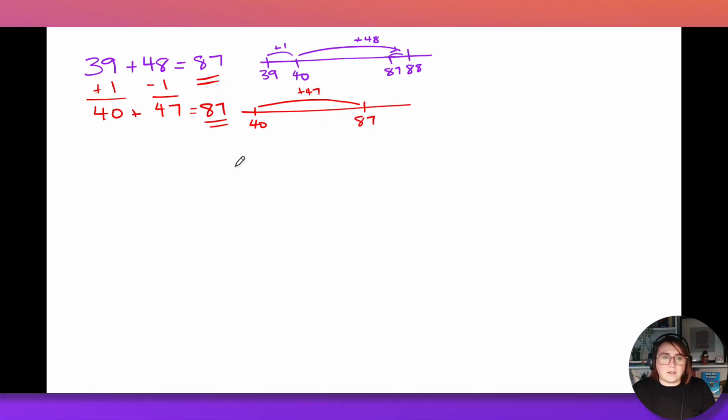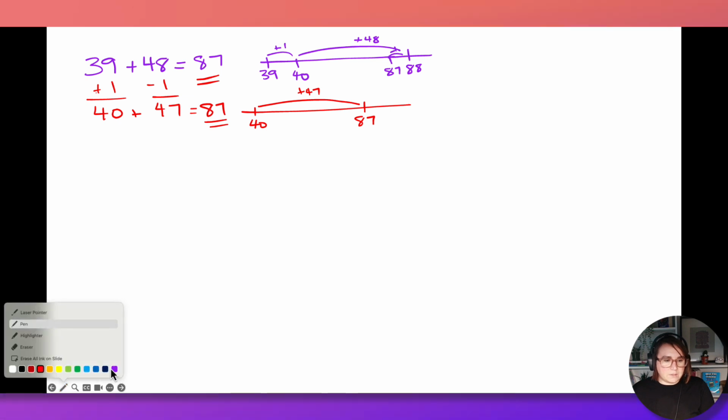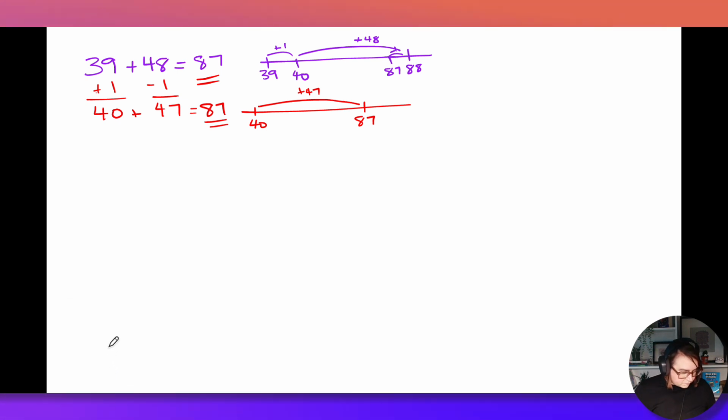Notice that our sums are the same, but there's a lot less work involved in the give and take strategy. See how it's a bit more sophisticated, but kids have to be able to reason with these numbers already before jumping into this strategy. Let's try another one.